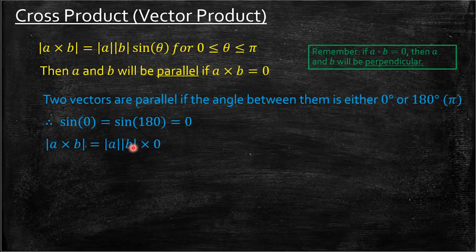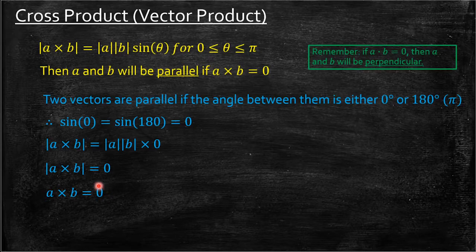0 times these moduluses will also equal 0. The only way for this to be true is if the cross product of A and B equals 0 itself. Because if the cross product doesn't equal 0, then it has a length, and if it has a length, the modulus of that length won't be 0. This means that the cross product between A and B must be 0.